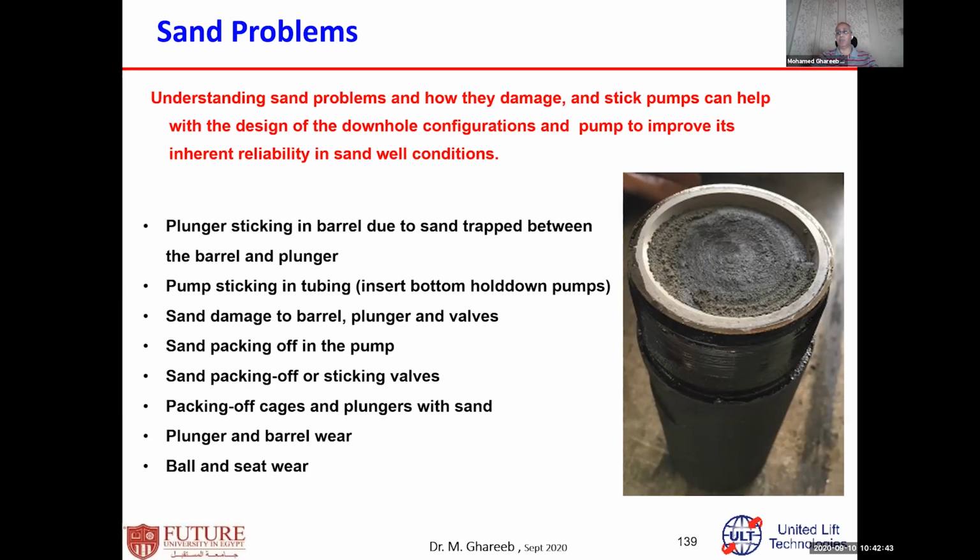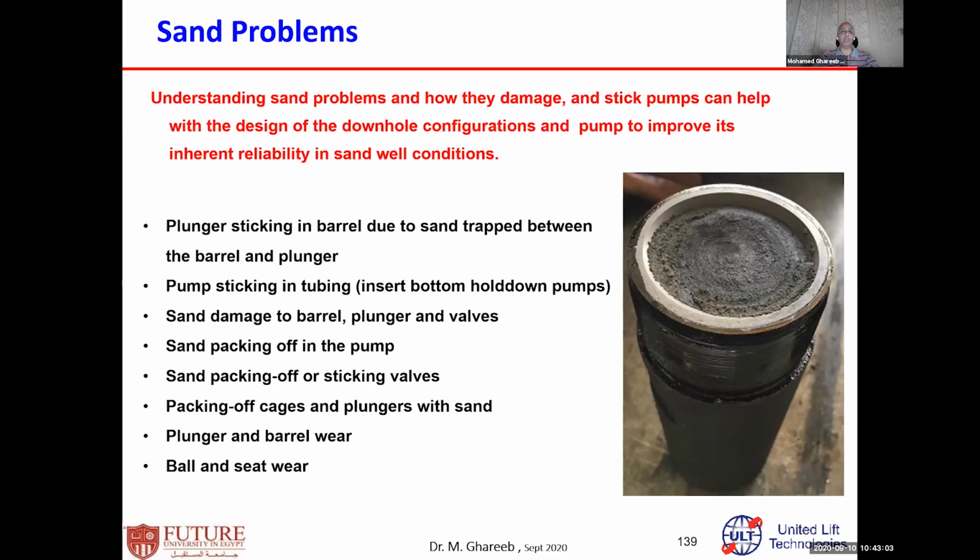Sand is an abrasive material. It's very hard, one of the worst conditions. But sometimes I need to produce because I cannot stop the formation from producing sand. Maybe I'm not able to stop the sand, especially if it's very fine sand. And when sand starts to enter the pump, it can create pump sticking.